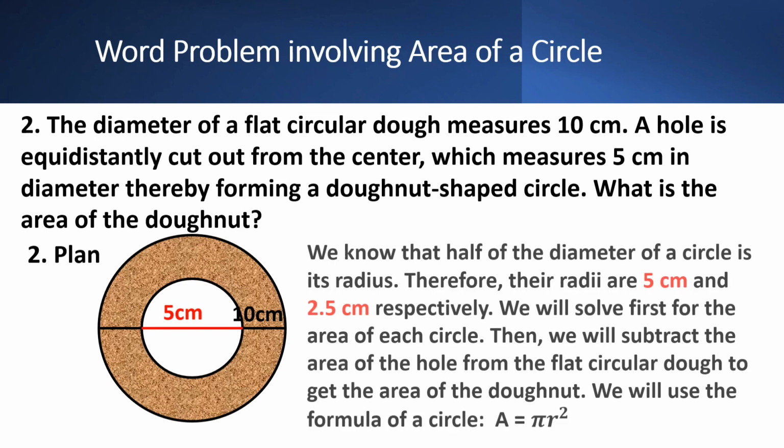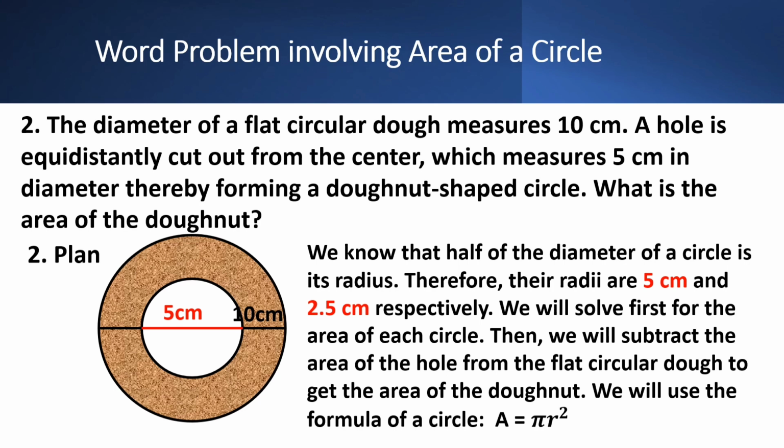So we know that half of the diameter of a circle is its radius. So therefore, meron tayong dalawang radii or yung plural ng radius. So 5 centimeters, yung malaking dough, dahil kalahati ng 10 centimeters na diameter is 5. So ito na yung kanyang magiging radius. And doon sa butas na 5 centimeters yung diameter, kalahati niyan is 2.5 centimeters. So meron na tayong dalawang radii or dalawang radius.